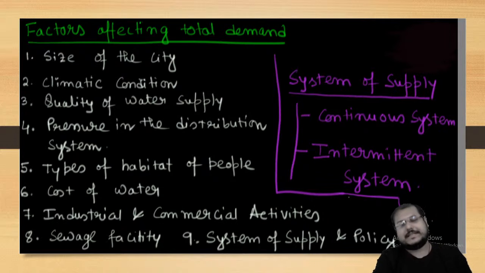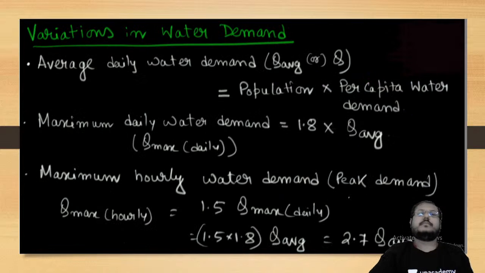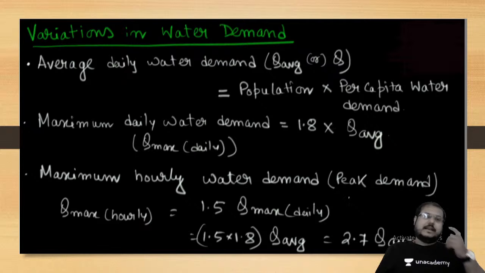Everything is discussed. Then we went to the variations in water demand, where average daily water demand, Q average, equals population into per capita demand. Then maximum daily water demand is 1.8 into Q average. Maximum hourly water demand is 1.5 into Q max daily, which equals 2.7 into Q average.